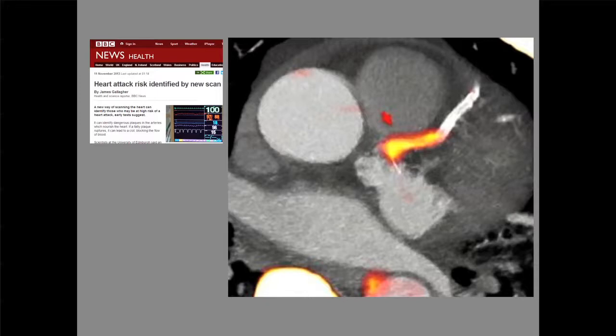And of course, you would have heard on the news, as I've mentioned previously, heart attack risk identified by new scan. And what you see is this patch lit up. And the reason it's lit up is because there are lots of activated macrophages in that area. And that predicts the unstable plaque rupture. And so this is probably where the future lies.